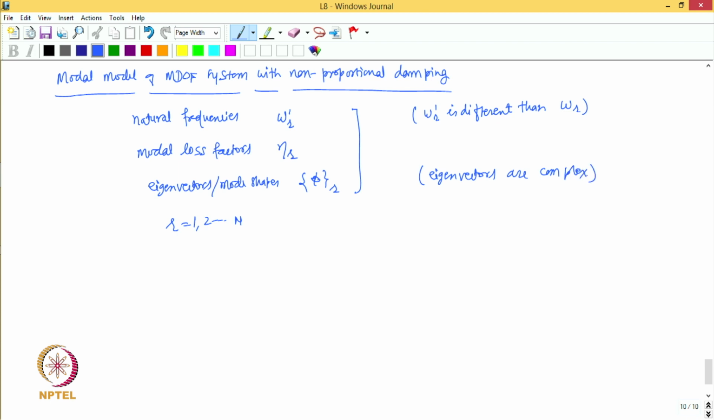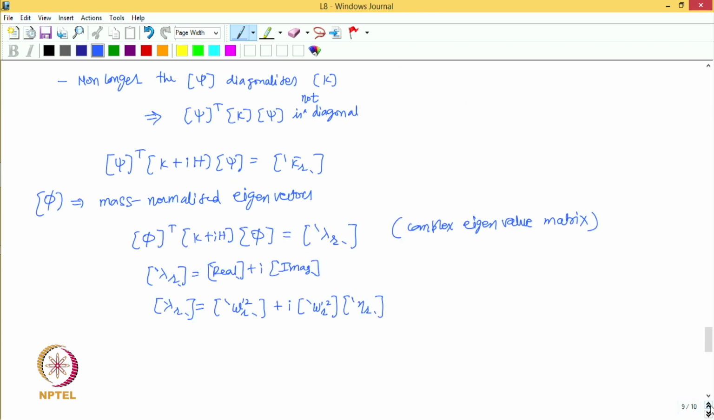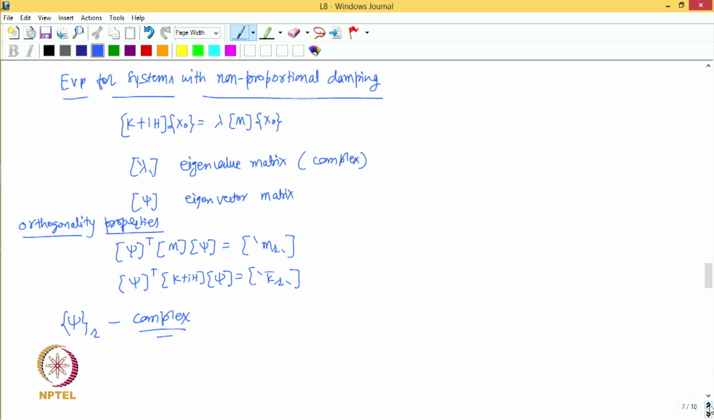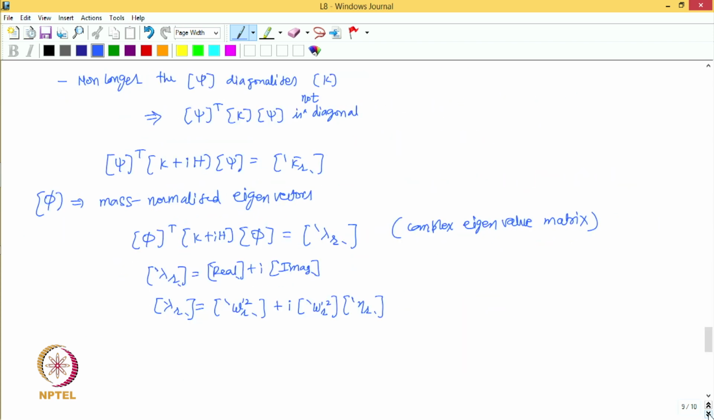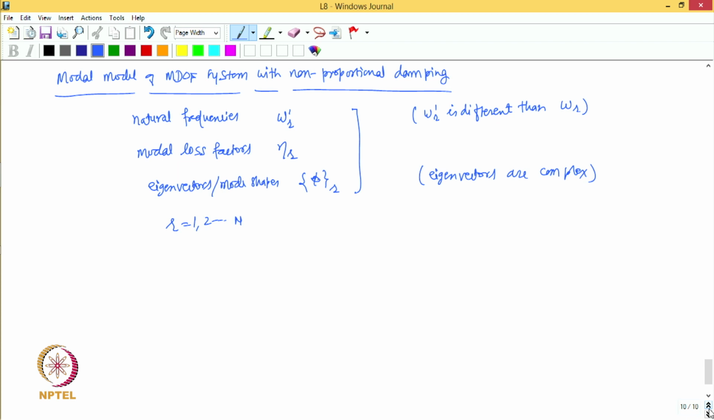Okay, so these eigenvectors are complex. For the modal of the proportional system, let us check once what we wrote for the eigenvectors. Yes, we have used the mass normalized eigenvectors making up the modal, as it should be. I just wanted to confirm that. So this is nothing but the modal of the system with non-proportional damping.